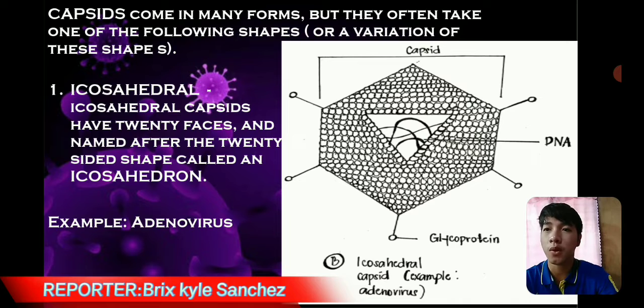Icosahedral capsids have 20 faces and are named after the 20-sided shape called the icosahedron. From the word icosahedron, it means a 20-sided polygon. As you can see, there's a photo of an icosahedron. An example of a virus that has this type of capsid is the adenovirus.